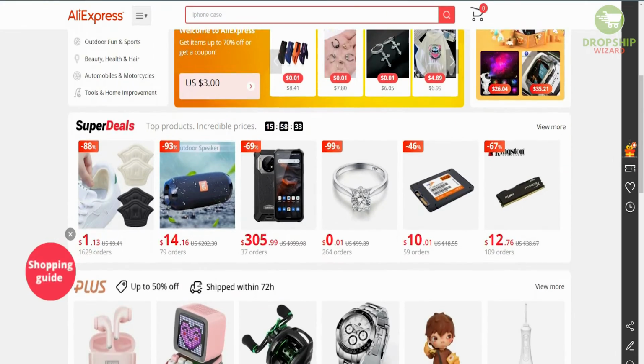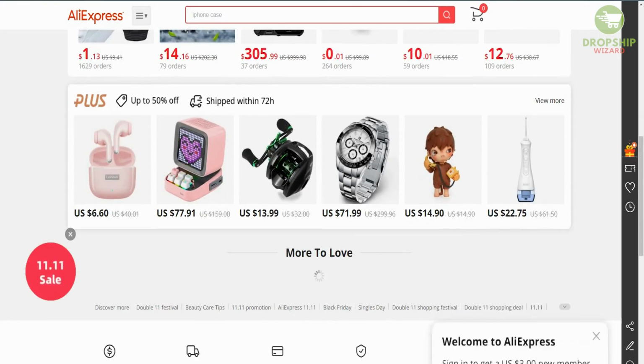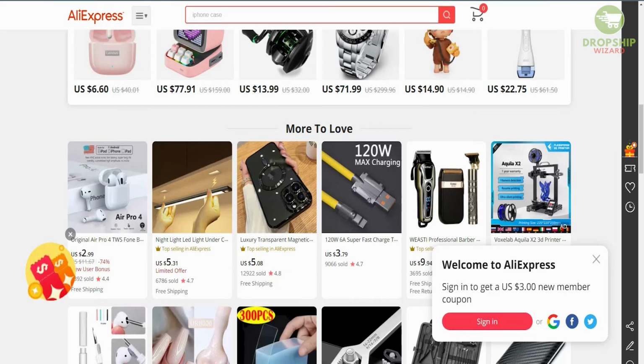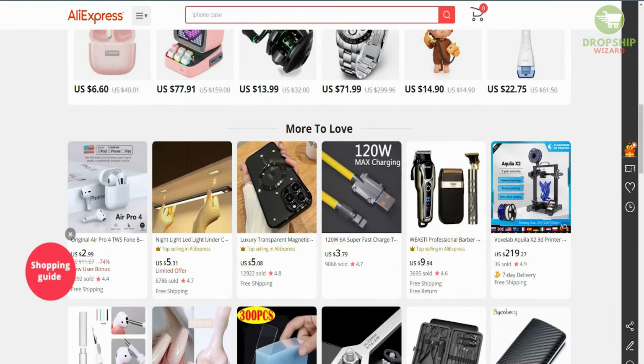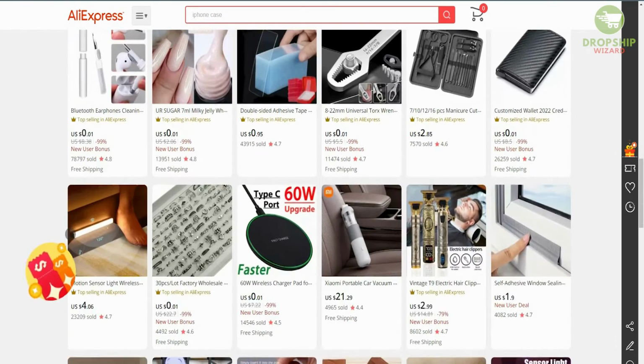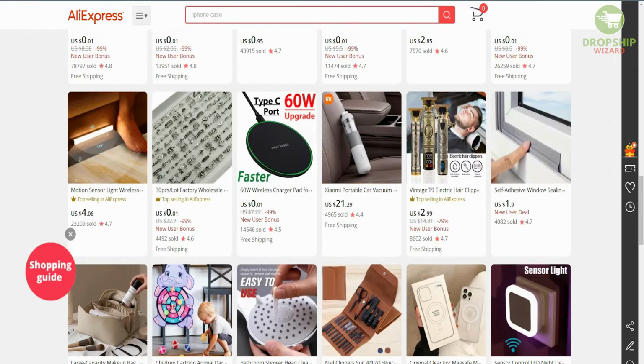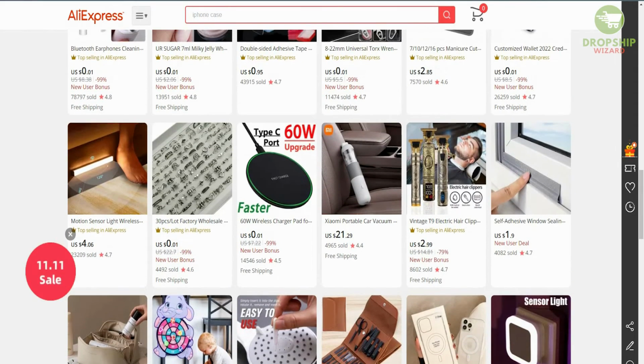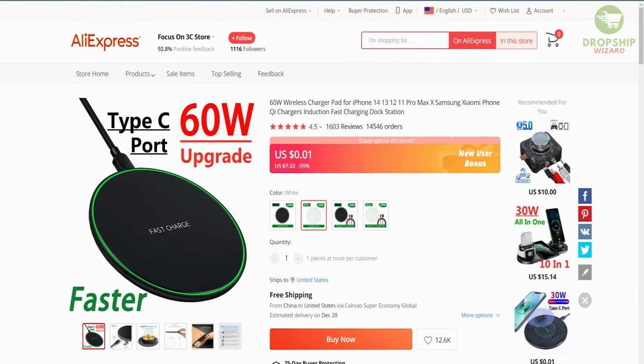So you select a product, you've done your research, you've looked at the product, you understand the marketing side of it, and once all of that is completed, you're going to select that particular product that's available on AliExpress. So let's head over and select a particular product. Now, this product over here is very interesting, and this is something that everyone is talking about and has huge potential. This product is for 0.01 cent. And obviously, this is a Type-C port with a 60-volt upgrade.